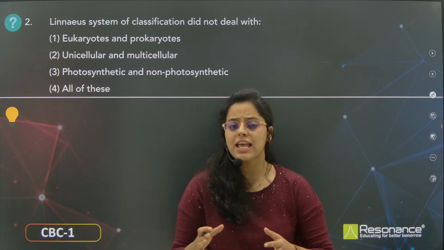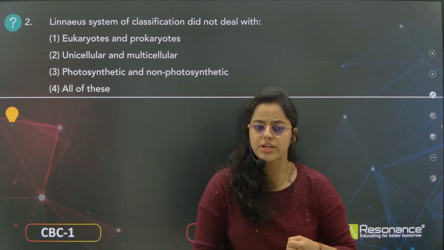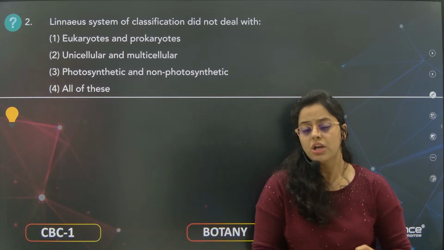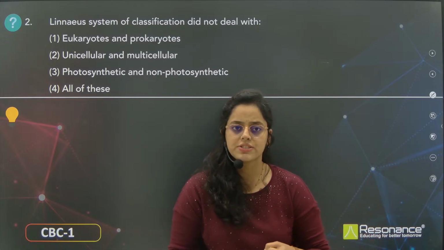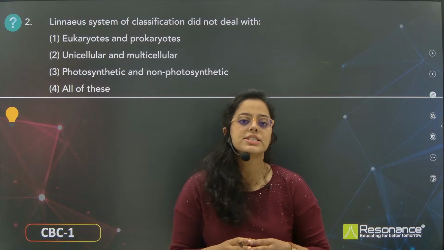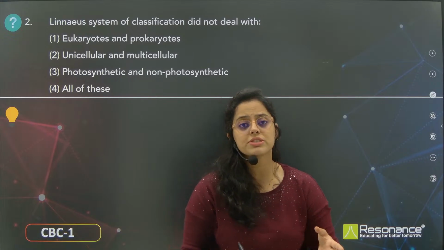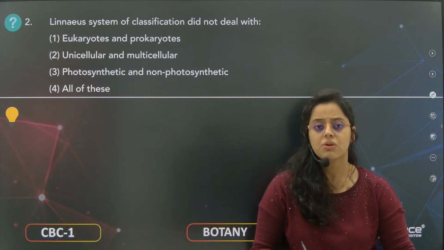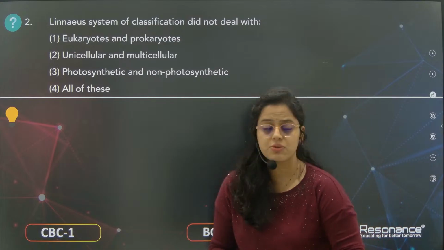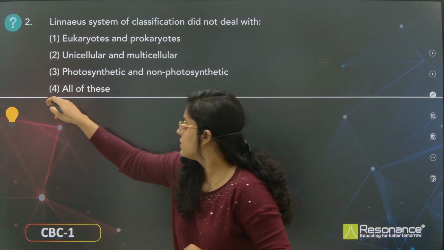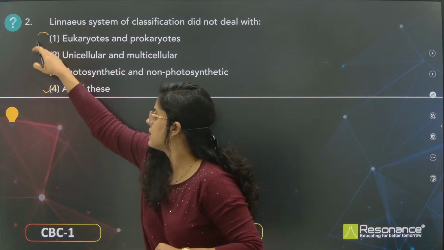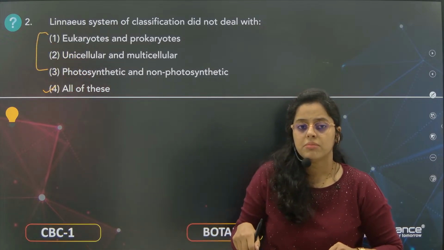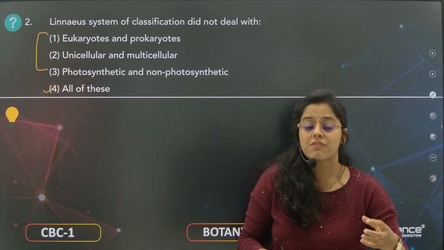So Linnaeus hasn't considered eukaryotic or prokaryotic nature of the cell, unicellular or multicellular organism, or the nutrition, that is whether photosynthesis is present or absent. So all of this again is going to be the correct answer. He hasn't taken all these points. Basically these points are covered in R.H.